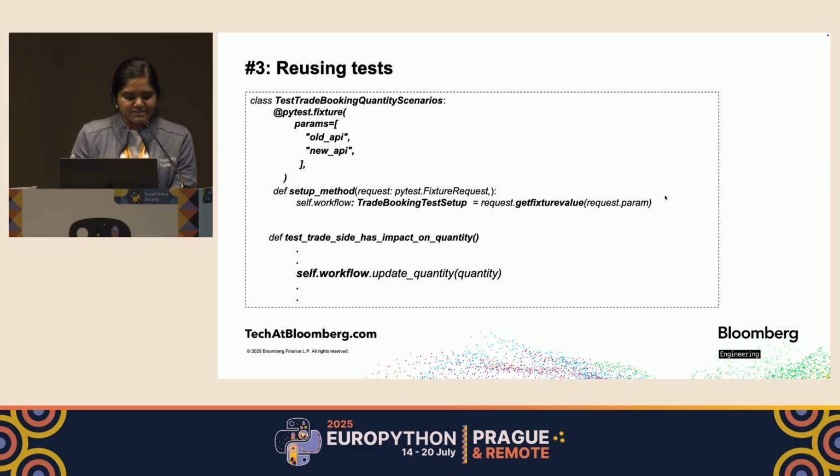Here's the beauty of our shared setup. No matter which API you're using, we can just call self.workflow.updateQuantity. And behind the scenes, this will either use the variable update for old behavior, and in case of new behavior, it will update the trade quantity field.